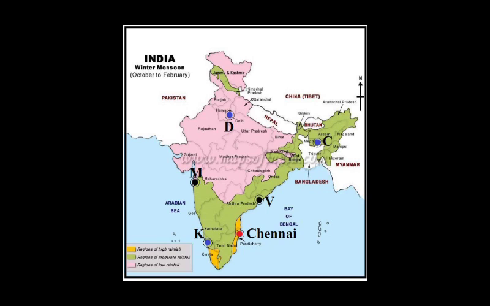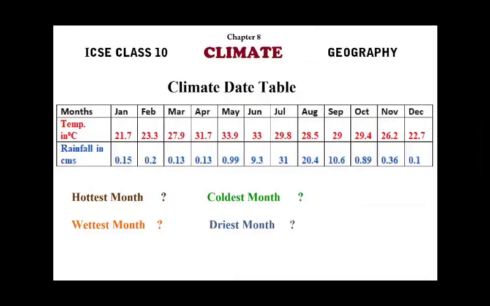So by looking at the temperature and rainfall, we'll be able to locate the station. We may not be able to say the exact station, but we will be able to say whether it is located in North India or South India. If it is in South India, whether it is in the east coast or the west coast. Now we'll go back to the data.